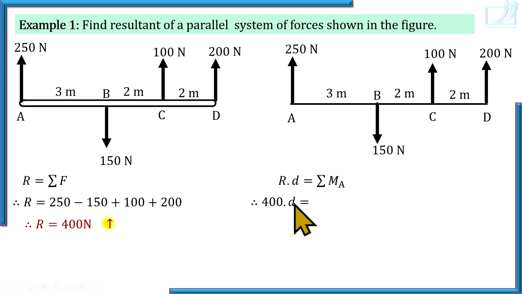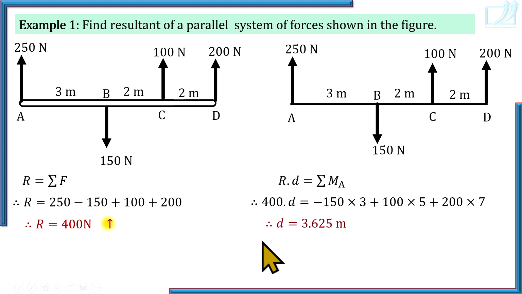So 400 into d, why anti-clockwise? It's simply an assumption. And now the moment of the 250 Newton force about point A is 0. Moment of the 150 vertical force into horizontal distance, it's a clockwise moment. Then 100 into 5, anti-clockwise moment. Then 200 into 7, that is an anti-clockwise moment. Solve this equation and you will get d is equal to 3.625 meters.